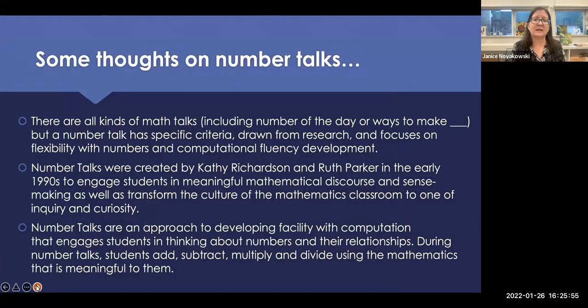So some other thoughts on number talks. Number talks are a very specific type of math talk. They have specific criteria. Again, they're research and evidence-based. It's a research and evidence-based practice created initially by Kathy Richardson and Ruth Parker in the early 1990s, both from Washington State, to really engage students in meaningful mathematical discourse and sense making. And it really does, again, focus on computation and thinking about numbers.